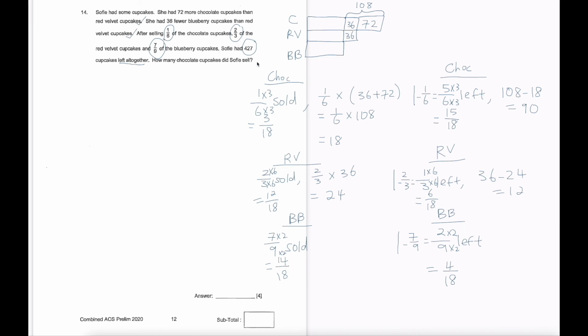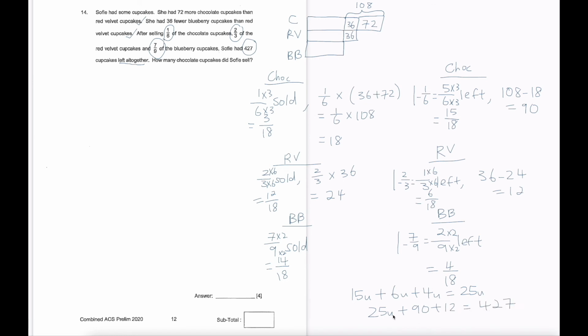So Sophie had 427 cupcakes left altogether. Can we find out the number of units left? We can find out by adding. So 15 units for chocolates, and 6 units for red velvet, and 4 units for blueberry. Together I'm going to get 25 units. And 25 units plus 90 plus 12 will give me 427.